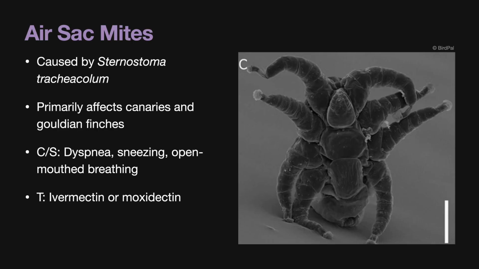Air sac mites are primarily the species Sternostoma tracheacolum. This infection affects canaries and Gouldian finches. Clinical signs include dyspnea, sneezing, and open-mouth breathing. Treatments include ivermectin or moxidectin.